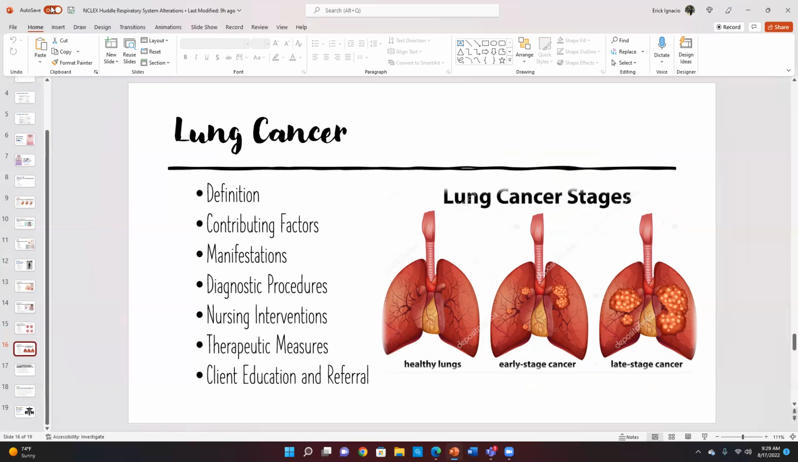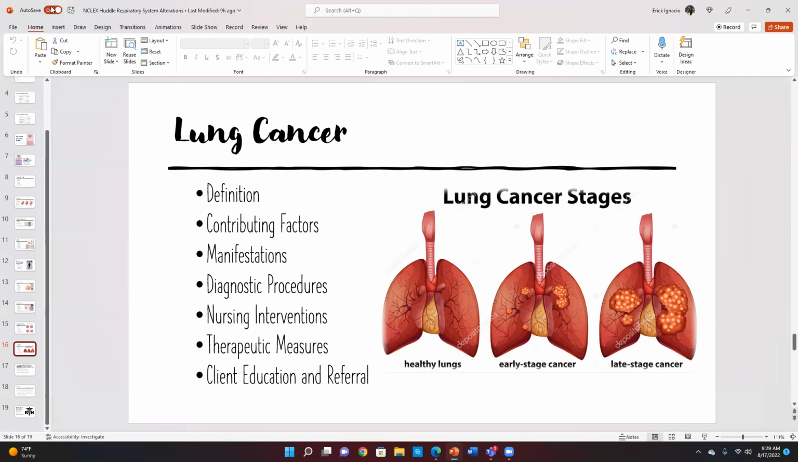Contributing factors to lung cancer: smoking, right? Cigarette smoking, as well as being exposed to secondhand smoke. Radiation exposure is another contributing factor. Chronic exposure to inhaled irritants. If the patient is an older adult, they're also at risk for lung cancer.